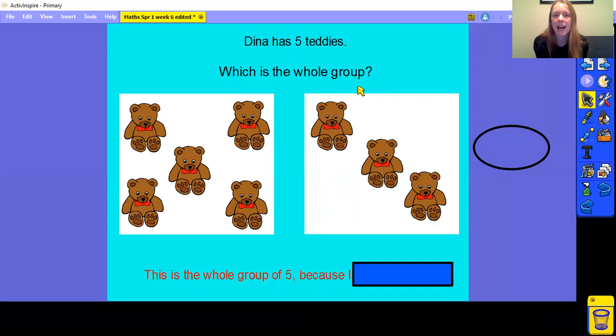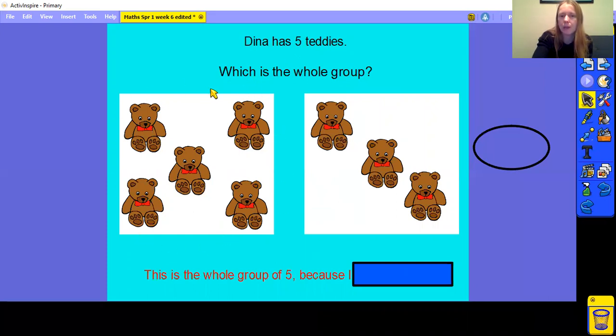So it says Dina has 5 teddies. To find the whole group, we need to find which group has all of Dina's teddies. Now remember, Dina has 5 teddies, so that's how many we are looking for. We need a group that has 5 teddies. Then they have all of Dina's teddies. Let's check. 1, 2, 3, 4, 5. This group has 5 teddies. It has all 5 of Dina's teddies.